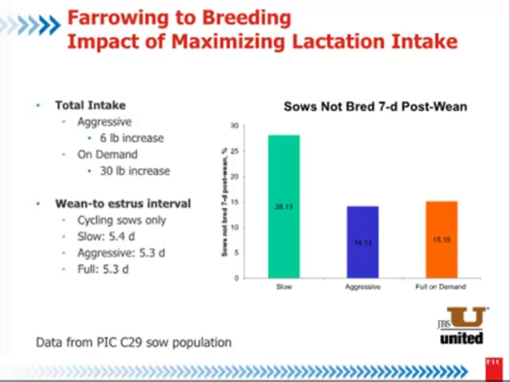This is some data from a PIC population done with JBS United, where we see that for lactation feeding, they either had a slow, which would have been a conventional step-up type of lactation feeding program, an aggressive feeding program with a much shorter step-up scenario post-farrowing, or really just full access to on-demand feed. And what we see is a significant differential in the two more aggressive lactation feeding programs and the slow feeding with respect to the percentage of sows that were cycling and bred within 7 days post-weaning.